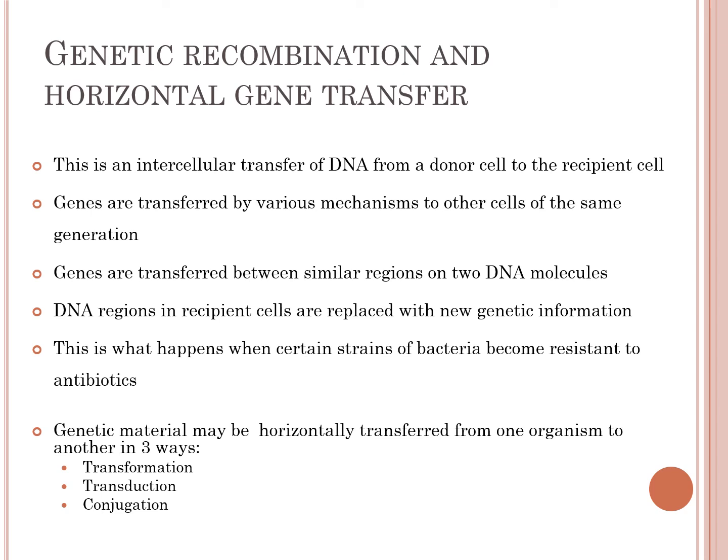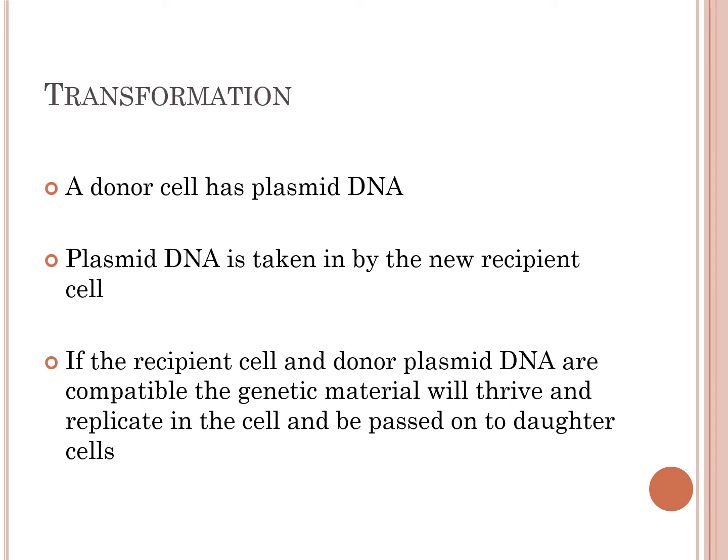Genetic material may be horizontally transferred from one organism to another in three ways, and those three ways are called transformation, transduction, and conjugation. Transformation occurs when genetic material is introduced to another bacterial cell by horizontal gene transfer. The organism takes in foreign DNA and then starts to express that gene.